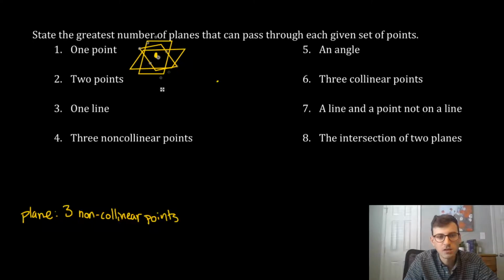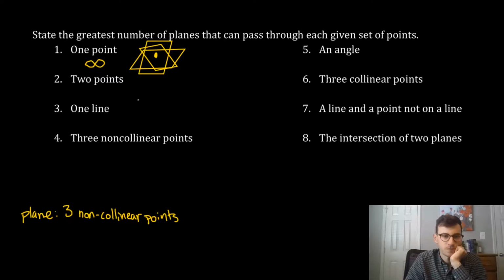All of those planes still go through that point, and they're all different. So that is all the planes that could pass through one point. It really is an infinite number of planes.